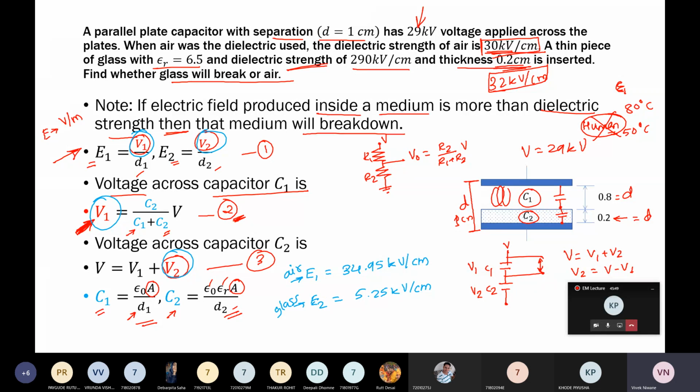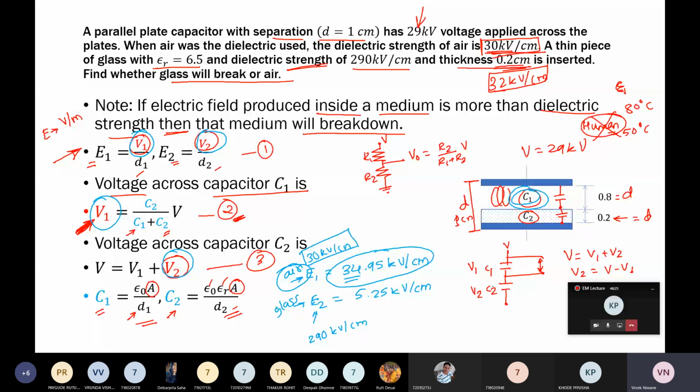Okay, what is the dielectric strength of air that is given? 30 kilovolt per centimeter, and the dielectric strength of glass is given as 290 kilovolt per centimeter. Okay, so how much is E1? 34, greater than 30. So therefore this C1 is going to get damaged, the capacitance created due to air as a dielectric material, because the field produced there is more than its strength. So the air medium will break.